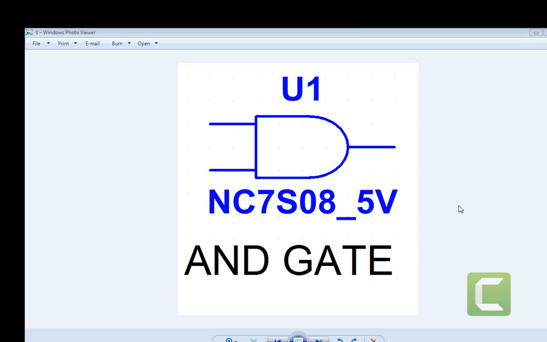Hello guys, today I'm going to teach you some information about the two onboard AND gate. This is its symbol. This is its model, NC7S08, and this is the onboard voltage and the power source voltage of the AND gate. This is the name of the gate, the AND gate.